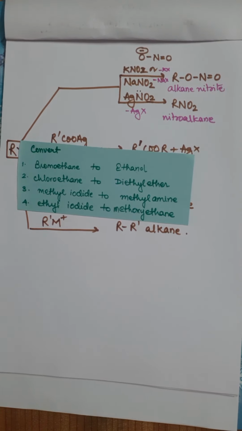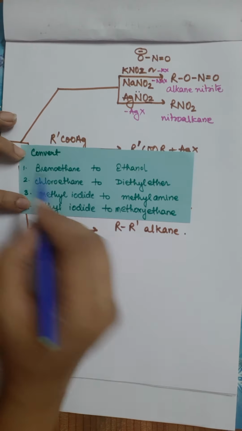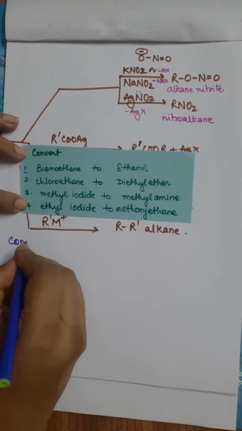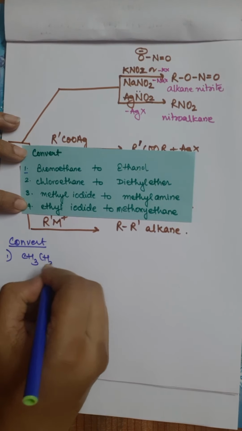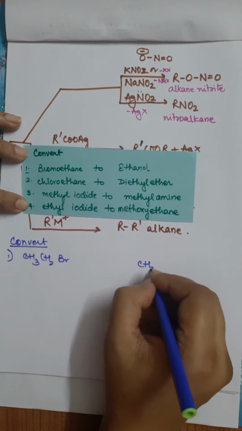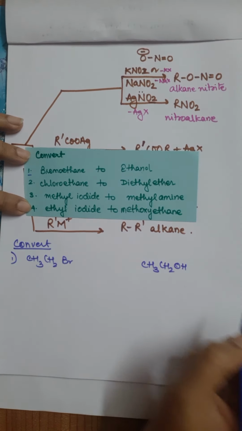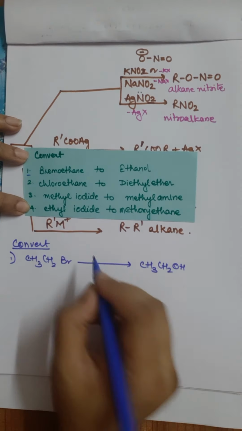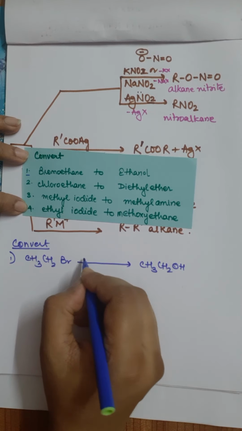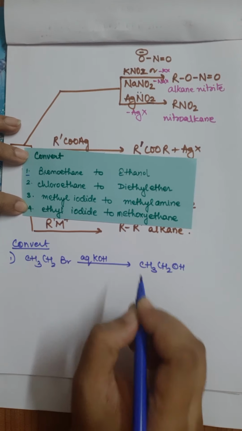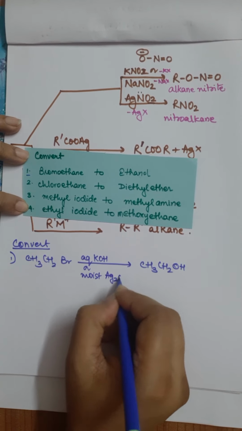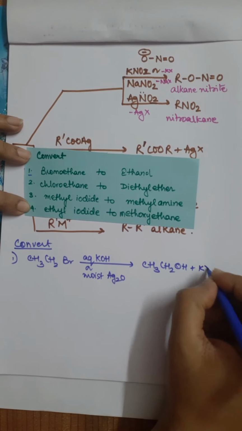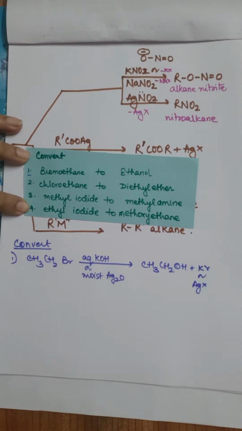You can see here. First example you can see here is convert bromoethane to ethanol. So first one. Now again what is given? Bromoethane. So CH3CH2Br to ethanol, CH3CH2OH. Okay. So how can you convert? There are two methods I have given in the first part. So you can have it as aqueous KOH or NaOH, or you can write moist Ag2O. So plus KX or it will be AgX.